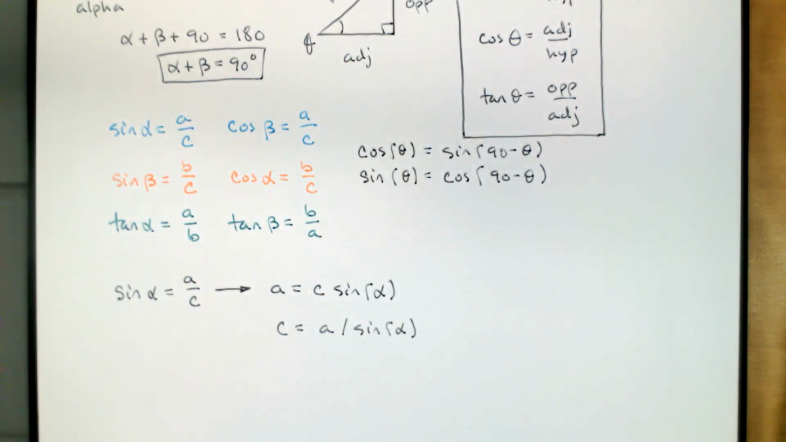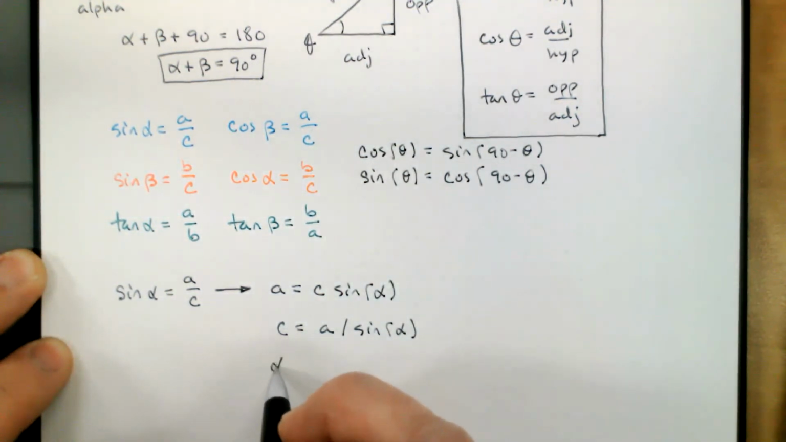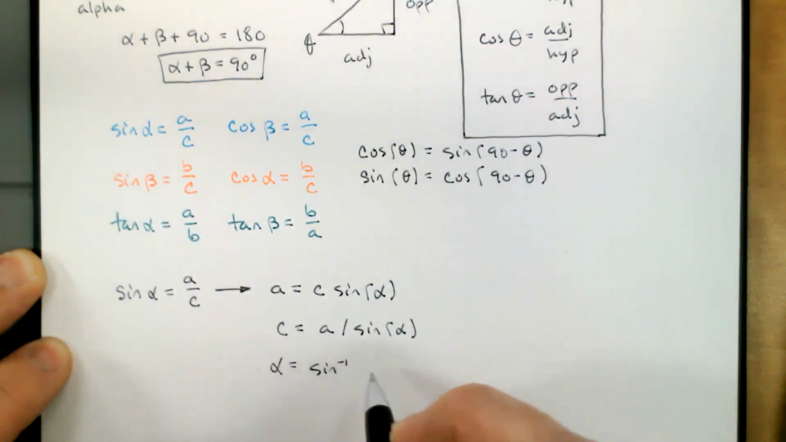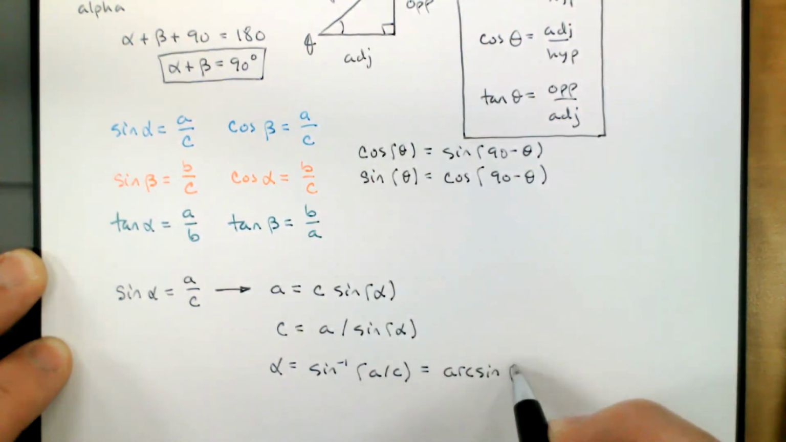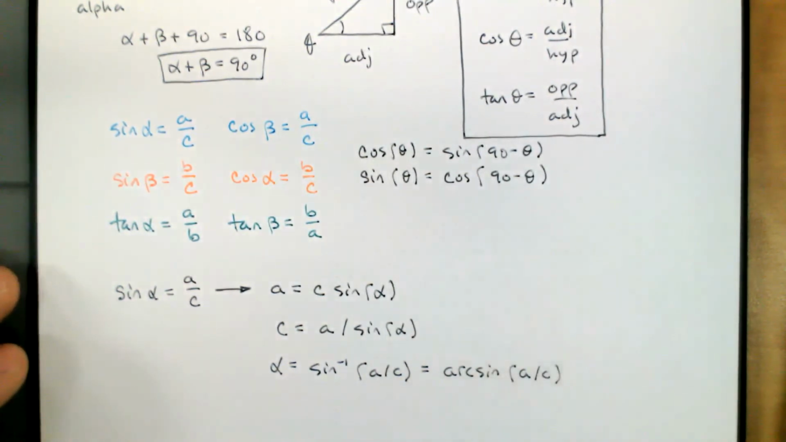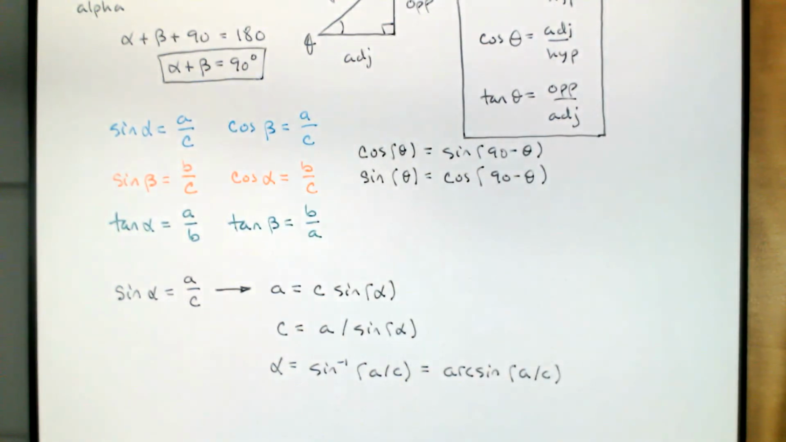We can also use this to solve for alpha. If the sine of alpha is A over C, we just have to get alpha by itself. And so that's when we're going to do a sine inverse. Sine inverse of A over C, or arc sine of A over C.